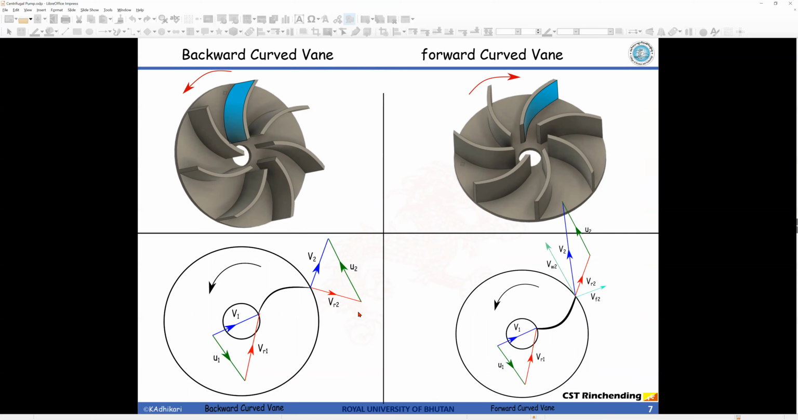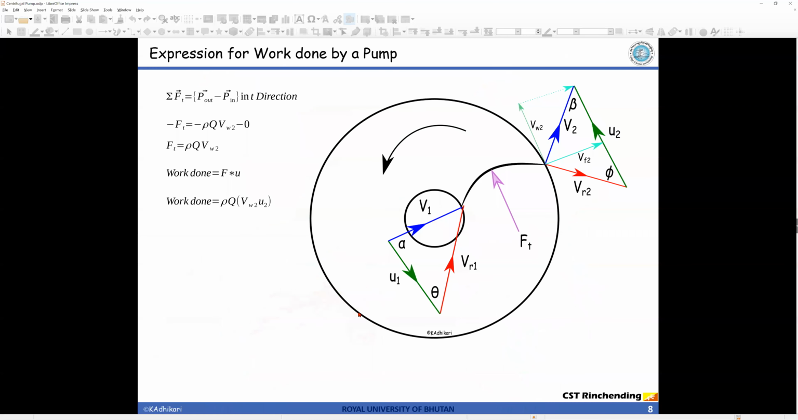Okay, with this, let's go on calculating the work done by a pump. I have taken an example of backward curve vanes. I have now split the velocity into two components: the tangential component VW2, also known as the wheel velocity, and the radial component, also known as the flow velocity, VF2. Rest everything remains the same. I have also given a force in the tangential direction.